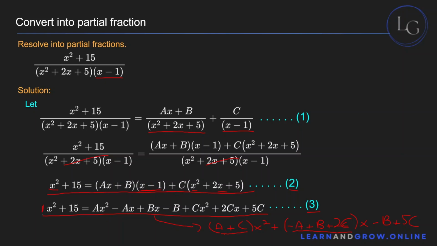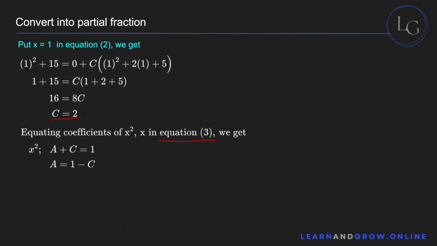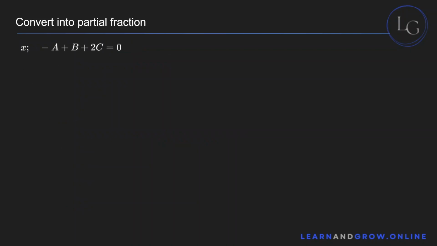Since the coefficient of x squared on the left hand side is 1, a plus c is equal to 1. Now, since a plus c is equal to 1 and we already found the value of c, when you plug in the value of c as 2, you get the value of a, which is equal to minus 1. Now let's find the value of x.